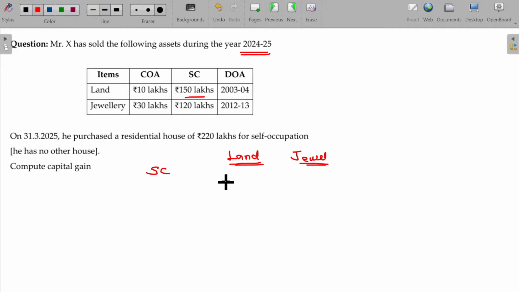Sale consideration of land being 150 lakhs and jewelry being 120 lakhs, minus cost of acquisition being 10 lakhs, 30 lakhs, 140 lakhs, 90 lakhs. This is long-term capital gain.